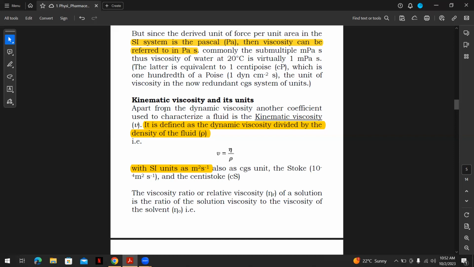So, kinematic viscosity, V. This one is denoted V, but dynamic is the other symbol. I've forgotten how it's usually called. It is defined as the dynamic viscosity divided by the density of the fluid, and its SI units are meters squared per second, or seconds to the power of negative 1.